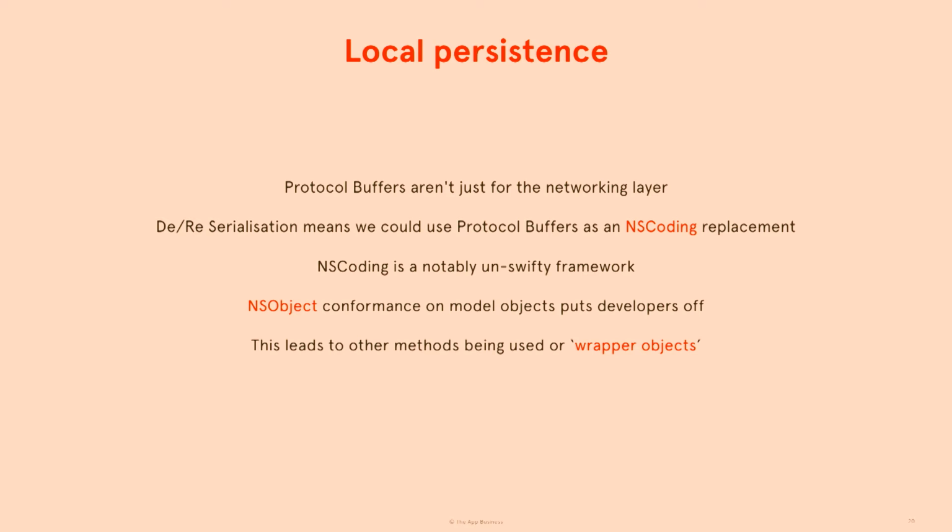And especially NSObject on your data model objects really puts developers off using NSCoding, so they go around it with other methods or wrapper objects. So I wanted to see if maybe this could be an alternative to NSCoding. If it had the same kind of results as it did against JSON, that'd be fantastic, wouldn't it?